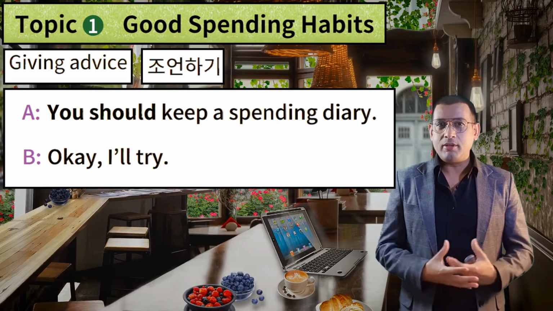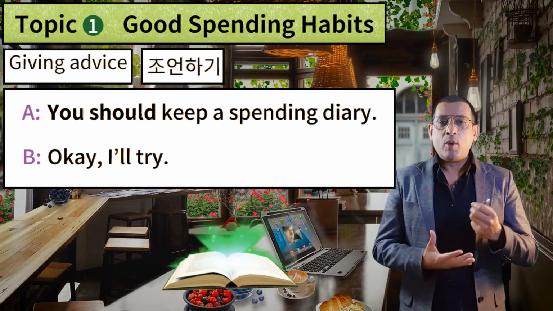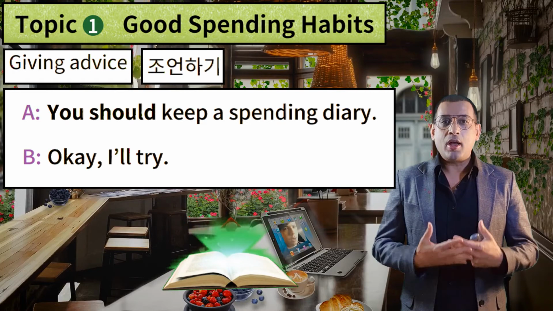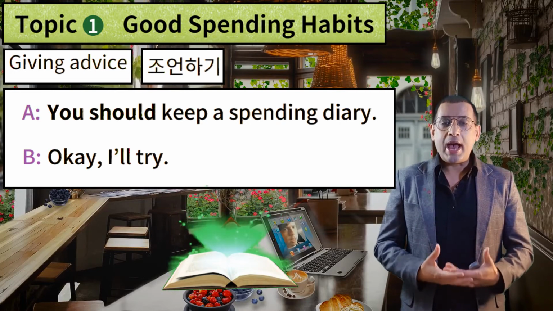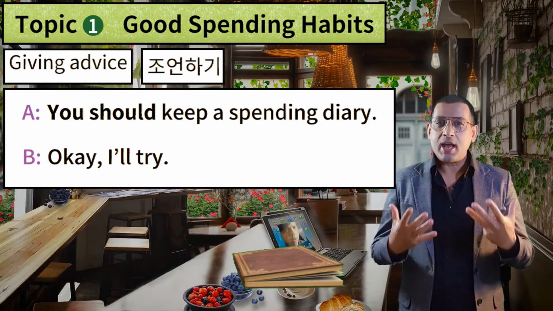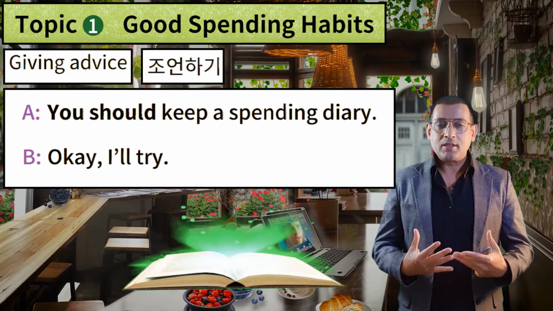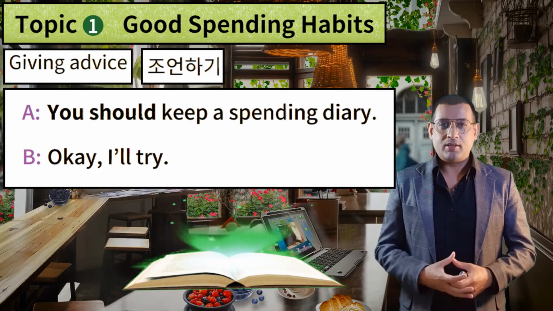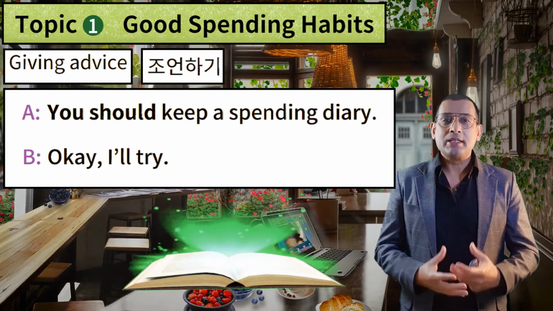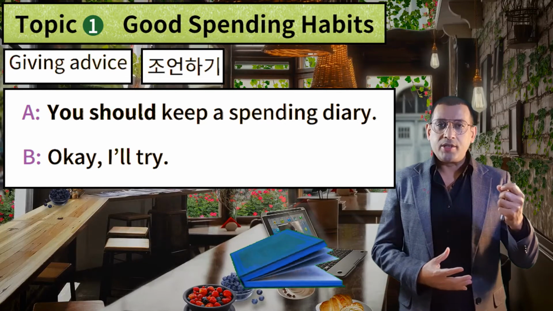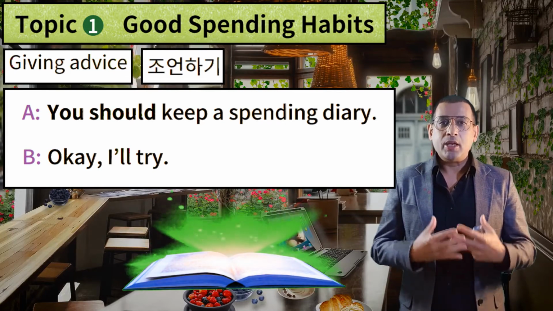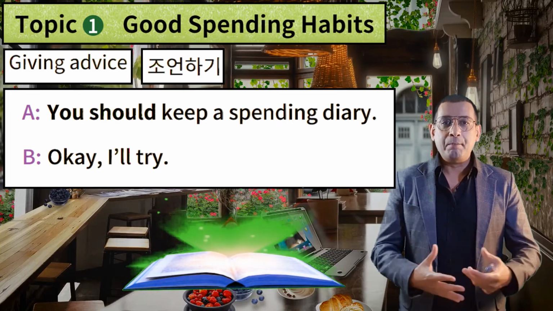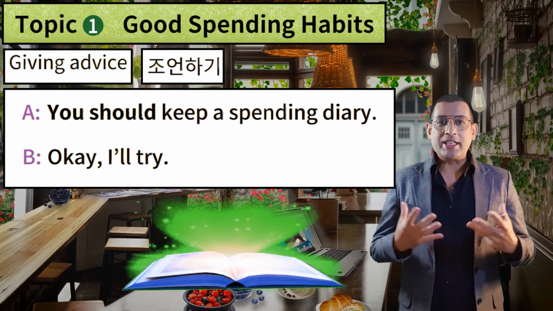What is a spending diary, student? It's a diary where you take note of how much money you spend and how much money you have for a month. I don't have that diary, but maybe your mom or your dad has it. So we call it a spending diary, where you take note of how much money you have, how much you spend, and how much is remaining. Okay? So let's move on.